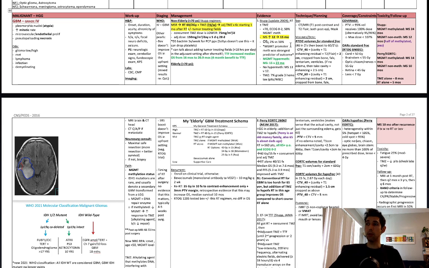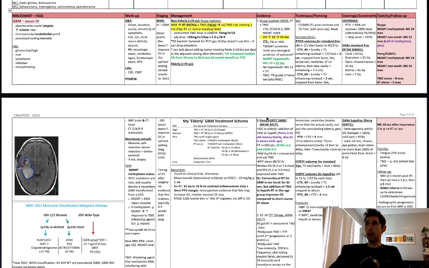Again, MGMT promoter methylation was the strongest predictor of outcome. For MGMT methylated, the median survival was 15 months versus 23 months. No methylation, median survival 13 months versus 12 months. Temozolomide, 7% grade 3 heme toxicity, platelets and white blood cell count can drop.